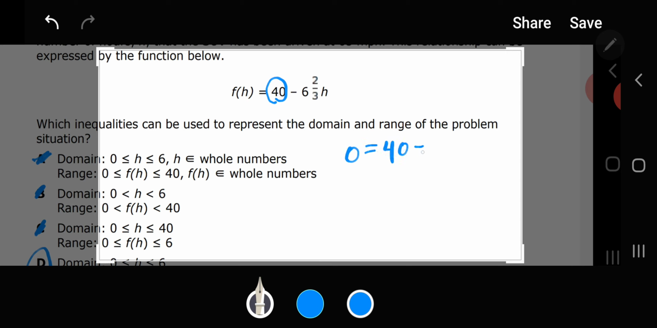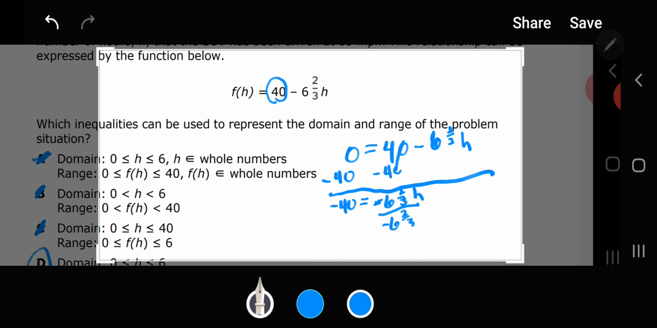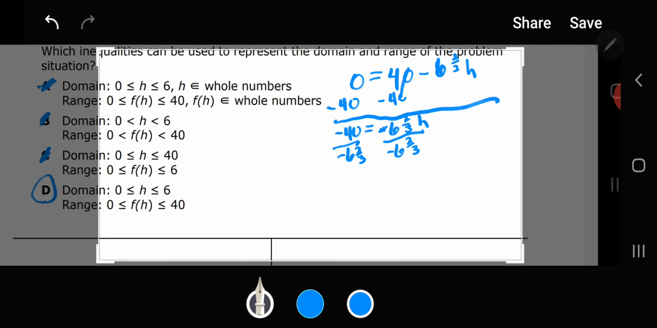We have 40 minus 6 and 2/3 h. So once again, just solve for h. Subtracting 40 over. So negative 40 equals negative 6 and 2/3 h. And of course, divide out that negative 6 and 2/3. And we find that we get, well, I'm going to double check it with my calculator and make sure that it's accurate.